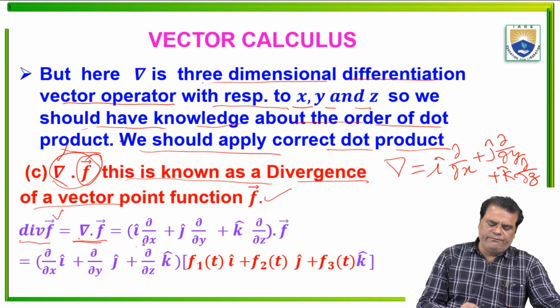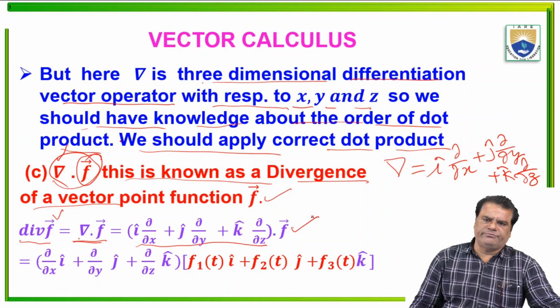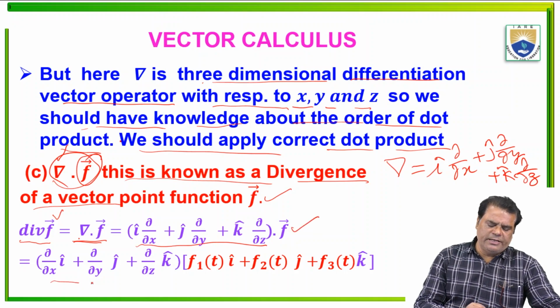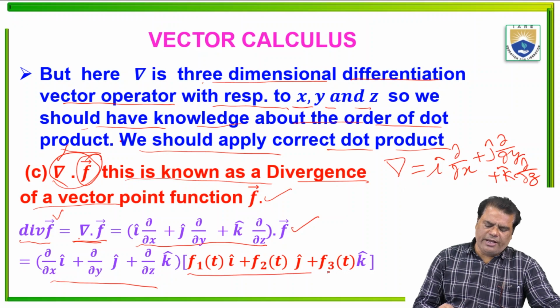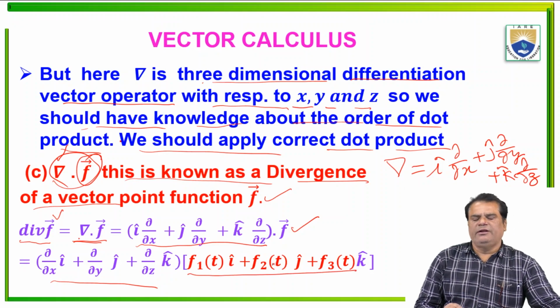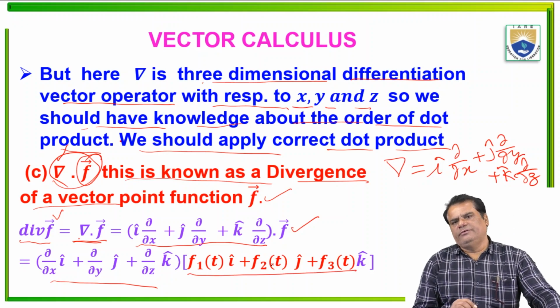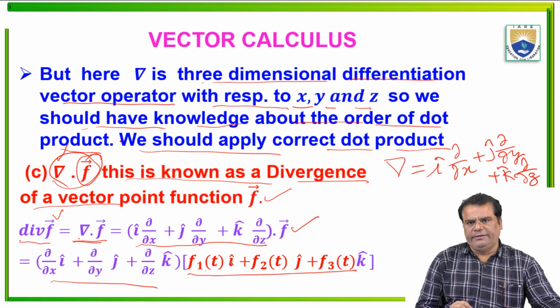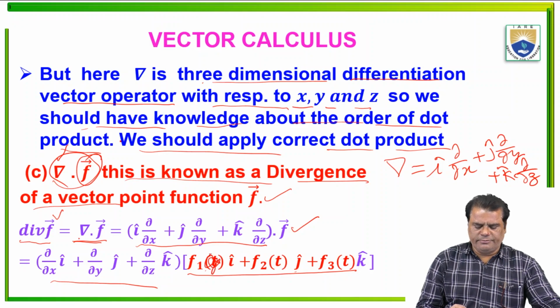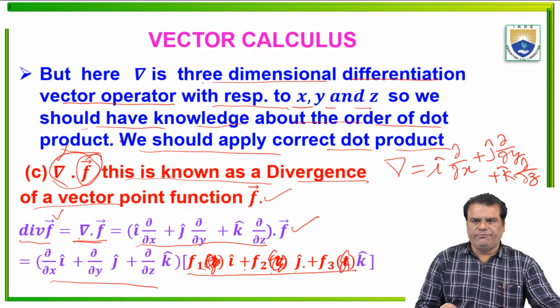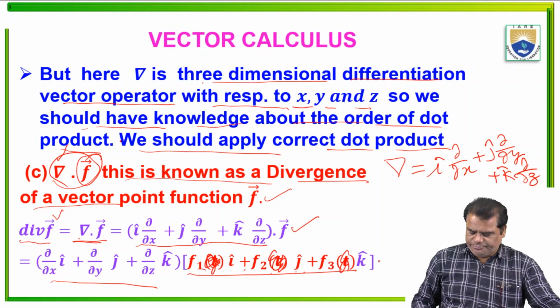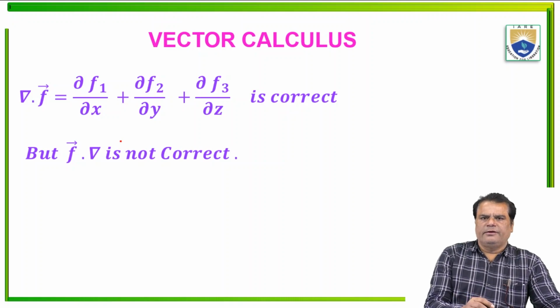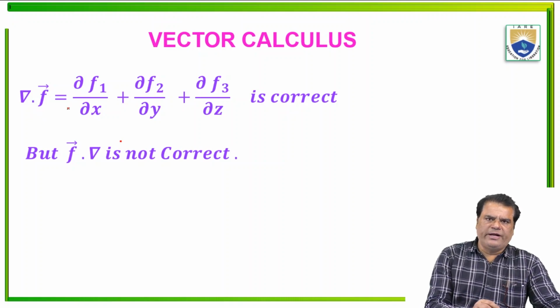So this is the value of del and this is function f, a three-dimensional vector function f = f1 i + f2 j + f3 k, where f1, f2, f3 are functions of x, y, z. After taking the dot product, we find this.